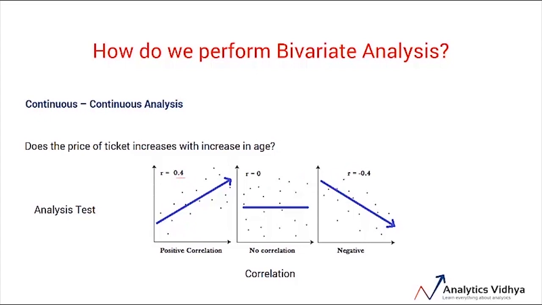Now let's look at the extreme right-hand example. Here the value of r is negative 0.4. Since the value of r is negative, there is a negative correlation between the variables. That is, if one variable increases, the other variable decreases with a strength of association of 0.4. Now since the value of r is 0, there is no linear relationship between x and y. So that is why we can see that there is a horizontal line between y and x.